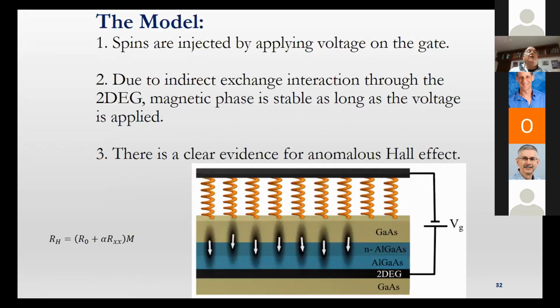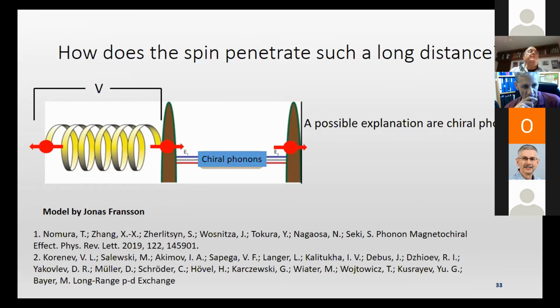Here again, we were lucky to have Karen Michaeli with us, who explained to us the effect. So in principle, what we think is happening here is that when we apply voltage, we inject part of the wave function from the chiral molecule into the substrate. It is spin polarized. And now, due to indirect exchange, we keep the magnetic phase as long as this charge is injected. The proof for this magnetic phase comes from the fact that the Hall effect we see is the anomalous Hall effect, which is consistent with this picture. But still, the question is, how can it be that we inject spin so long?